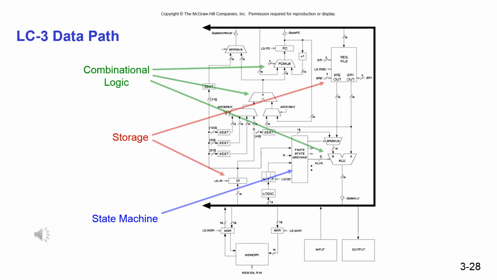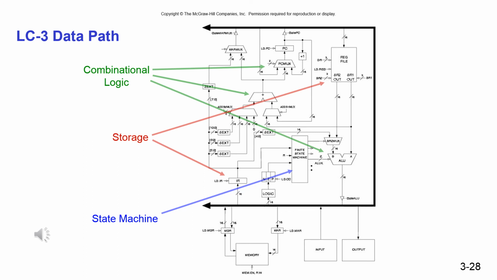Although this diagram looks very complex, there's actually a very significant level of abstraction in this. We're not representing any components. A lot of these boxes that you see in the diagram are extremely complex devices. The arithmetic logic unit, for example.